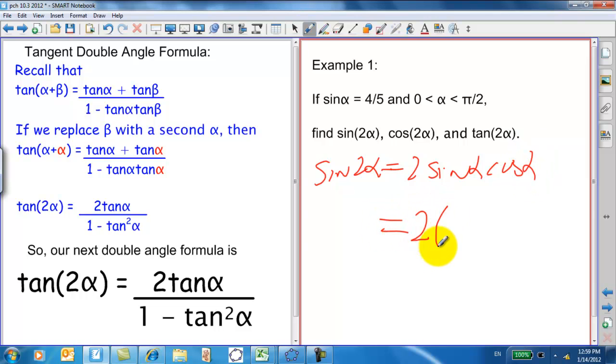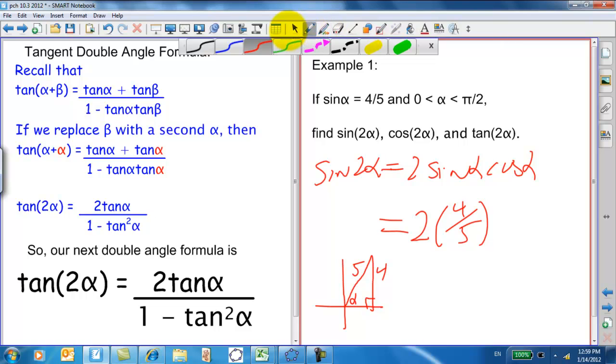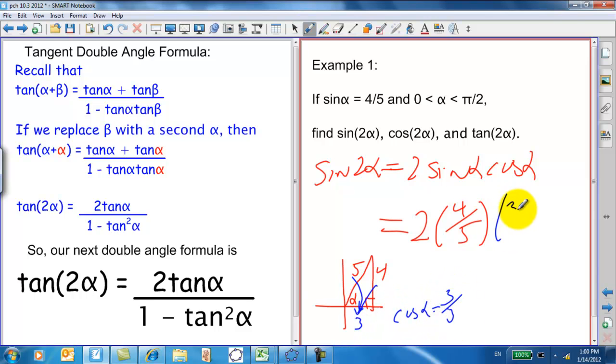equals twice sine alpha, which is 4/5. Cosine alpha we're going to have to figure out from a diagram. We've got the sine of alpha is 4/5 in the first quadrant, so r is 5, y is 4. There's your alpha. And from those two, we get this side is 3. So the cosine of alpha is 3/5. And that's how we figure that part out. So we get 24/25ths for the sine of 2 alpha.